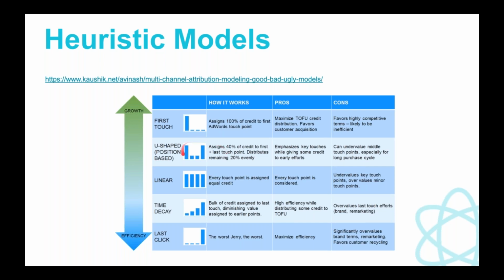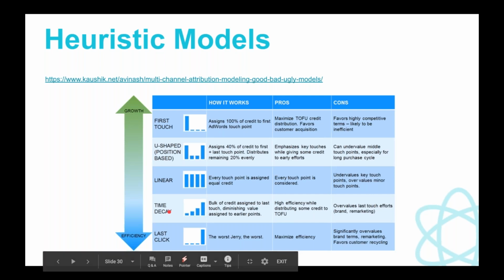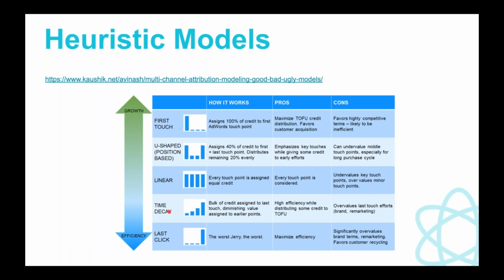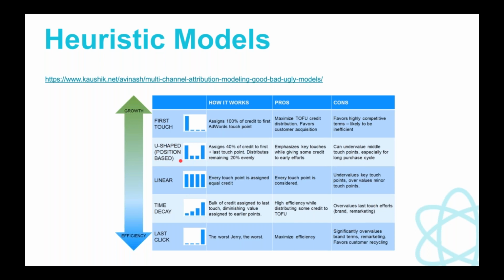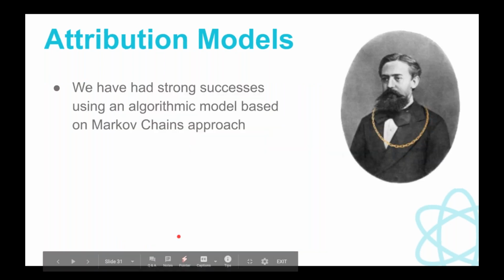So this is particularly the position-based model and the time decay model. My advice is, if you are in a rush and you're not able to pick up a better model, which are the algorithmic models that I'm going to share in a second, U-shaped, aka position-based, and time decay are much better models than last click or first touch. So you will make a mistake, but this will be a smaller mistake than the last click.